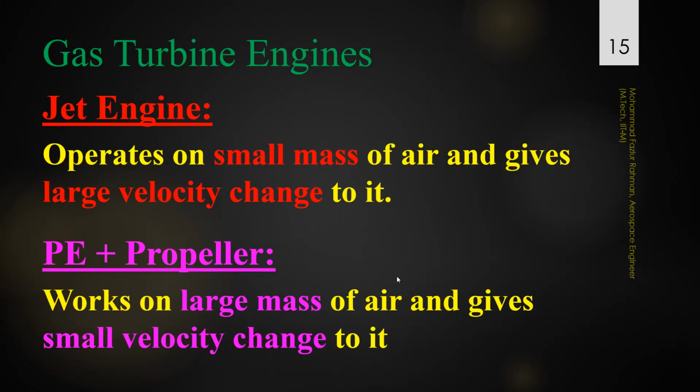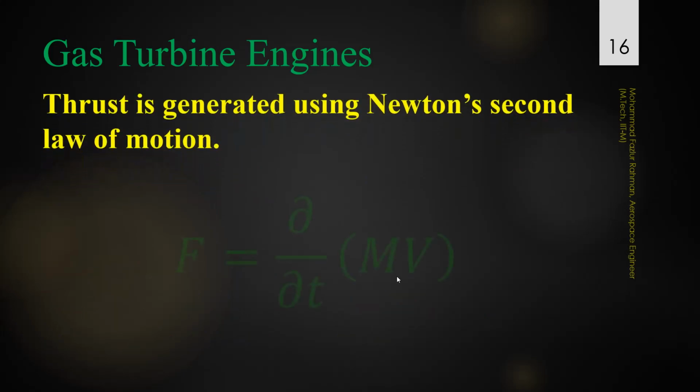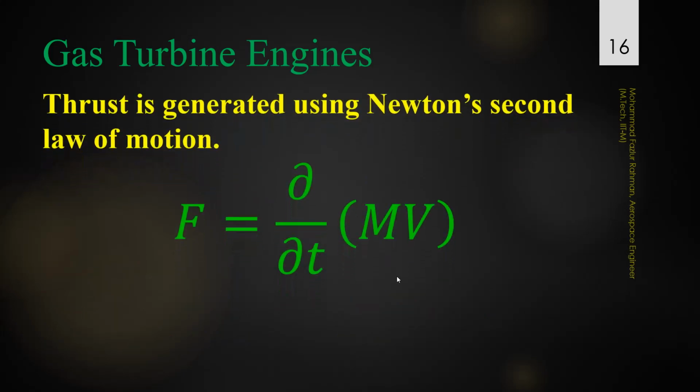So in both cases we have a change in momentum, because momentum is the product of the mass and the velocity. That change in momentum gives us the thrust. The thrust is generated using Newton's second law of motion, where mv is the momentum. The time rate of change of momentum is the force felt, and that's how the thrust is created in both cases, whether it is the propeller piston engine combination or the jet engine.